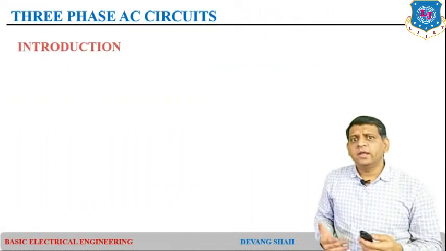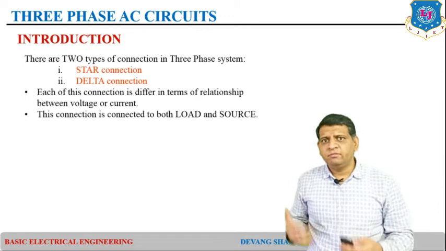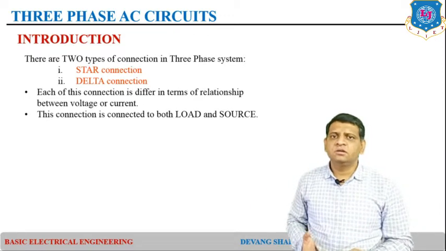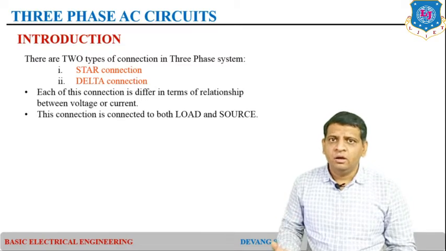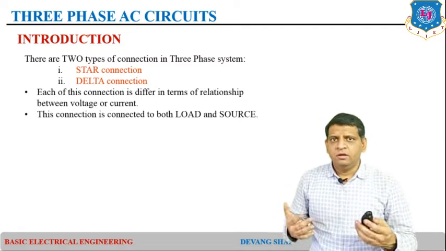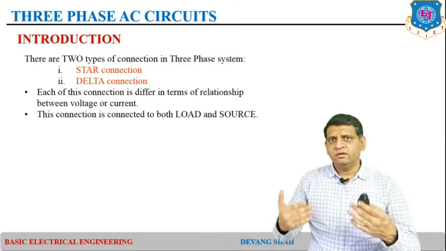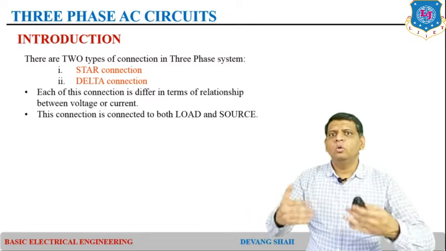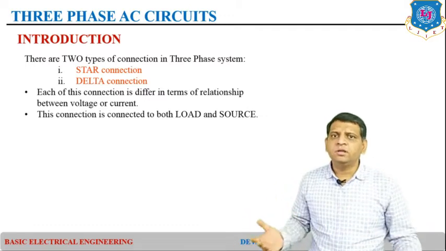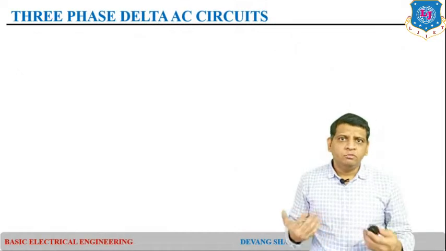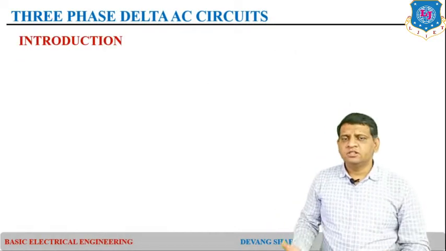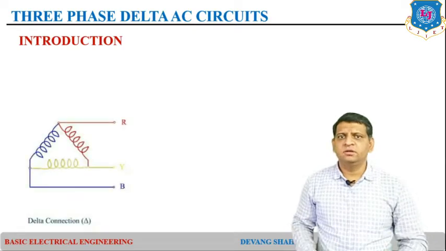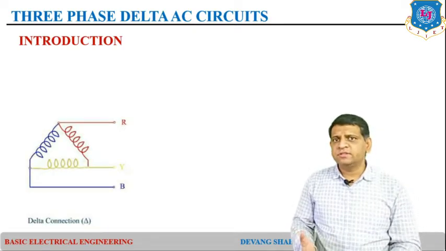We learned some of the introduction part, where last time we discussed the star connection. In today's session we are going to discuss the delta connection, where ultimately there is a generation, and this generation is distributed over a load. So it's a complete connection, and that connection we always define as a balanced system. Again, this is a part of the introduction, where today's session we are going to learn about the 3-phase delta circuits.